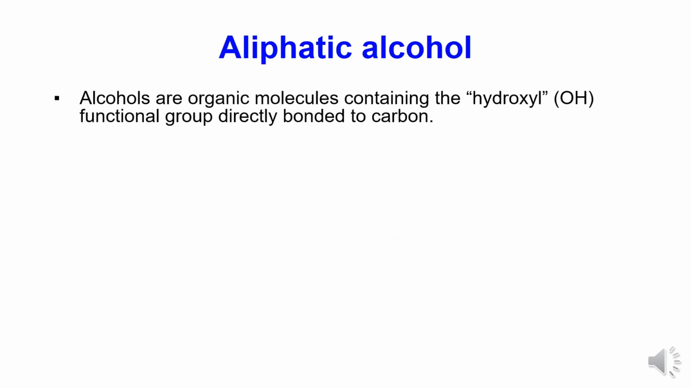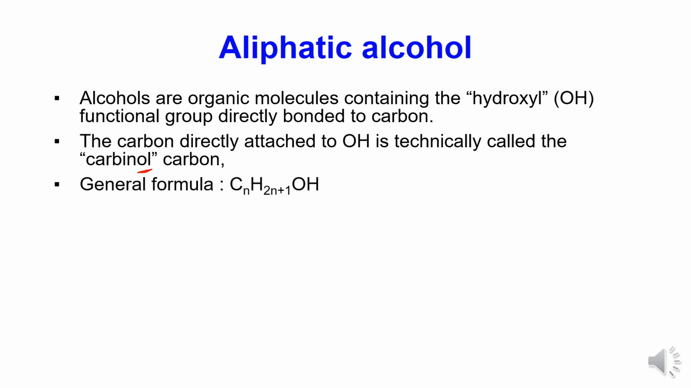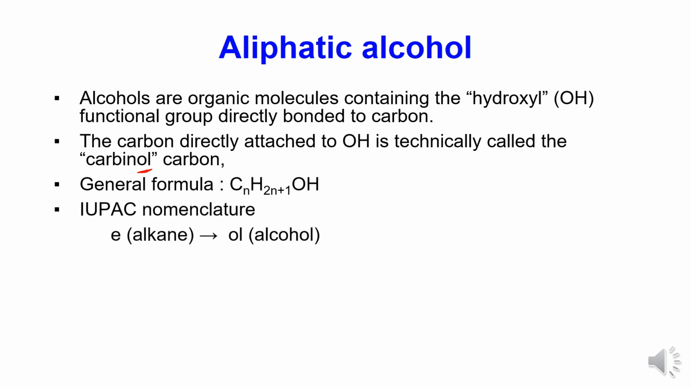For the aliphatic alcohol, alcohol is an organic molecule containing the hydroxy group, bonded to the carbon. So the carbon that has the OH group will be called the carbinol group. As you can see at the back, there is -ol, referring to the alcohol. And the general formula is CnH2n+1OH. And for the IUPAC nomenclature, alkane will end with E.